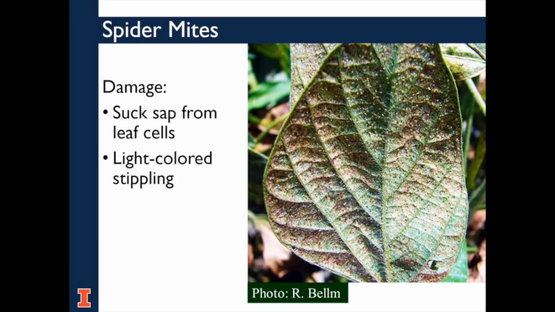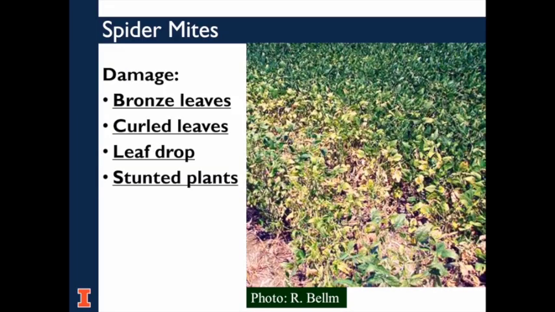Spider mites injure plants by sucking fluids from the leaves. The mites are so small they can kill small groupings of cells, causing light-colored stippling on the leaves, which can be seen with close inspection. When identifying spider mite injury at a distance, you can see bronze leaves, curled leaves, leaves dropping off the plants, and stunted plants. With enough injury, this can result in yield reduction.